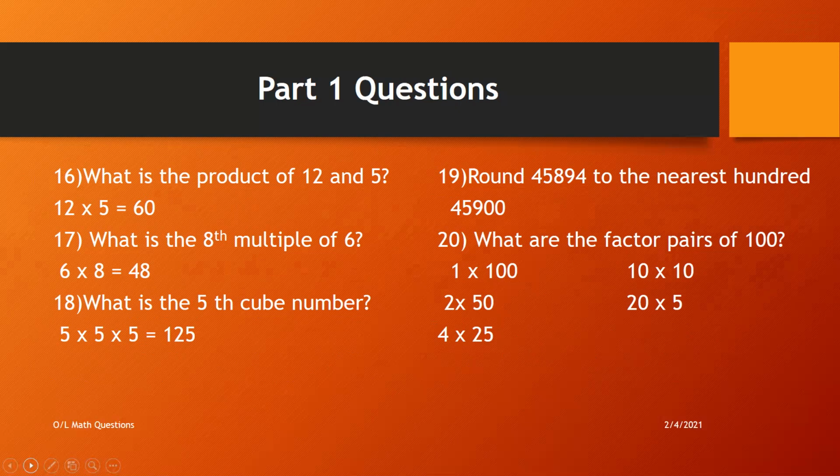The last question, what are the factor pairs of 100? So these are the factor pairs of 100. 1 times 100, yes, you can get 100. 2 times 50, yes, you will get 100. 4 times 25, yes, you are getting 100. 10 times 10, you get 100. And 20 times 5, yes, 20 times 5 also, you will get 100.